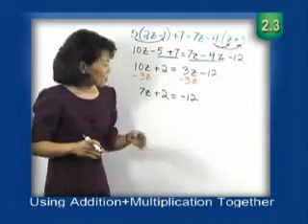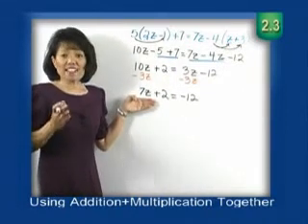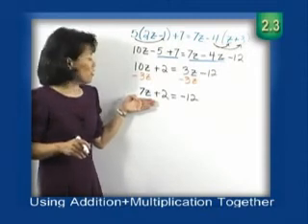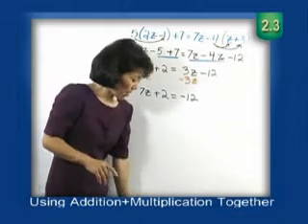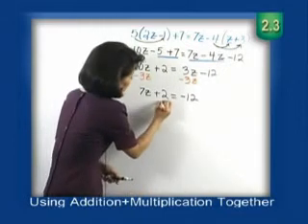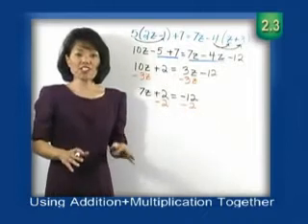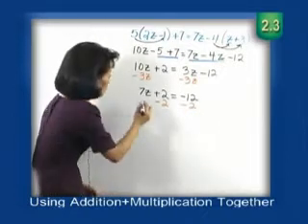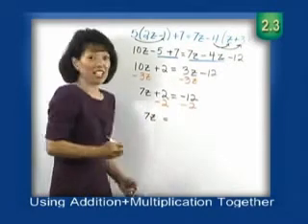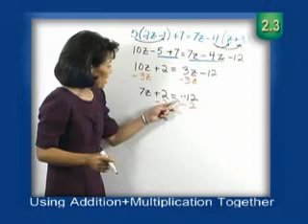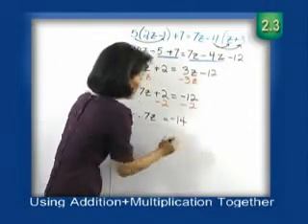We're almost there. Here's my 7z, my term that contains my variable. I still need to isolate it. That's my job in solving these equations. I still have a plus 2 by it. To get rid of that positive 2, I'm going to subtract 2. But I remember that whatever I do to one side of the equation, I do it to the other. So I have 7z here equals 2 and negative 2. That's 0. Negative 12 and negative 2. That gives me negative 14.